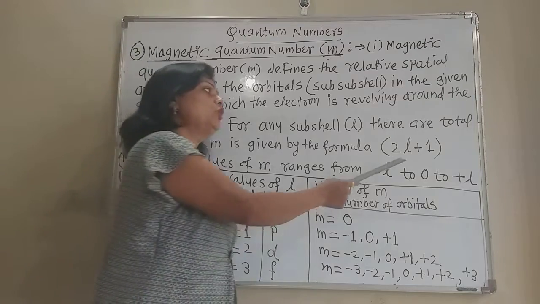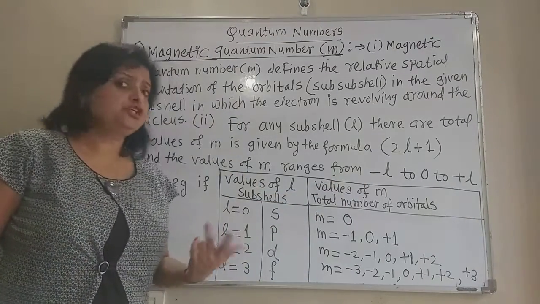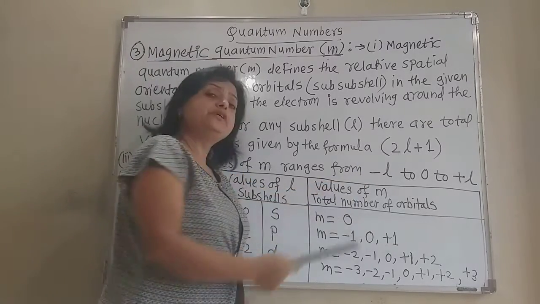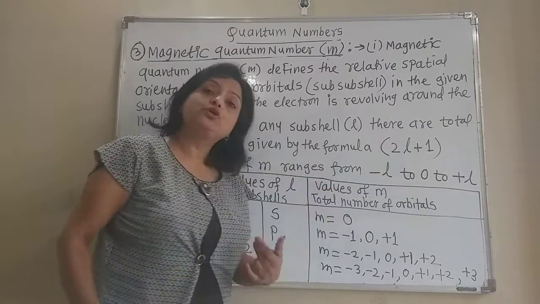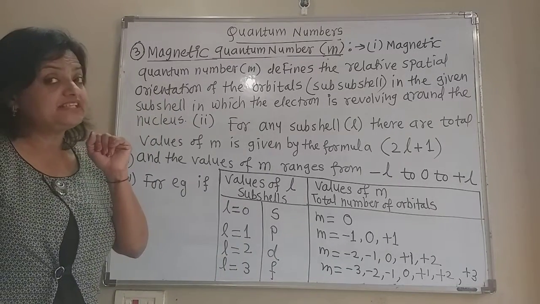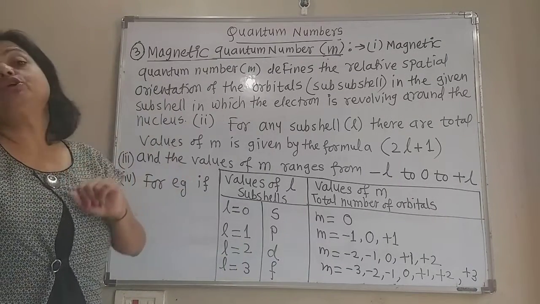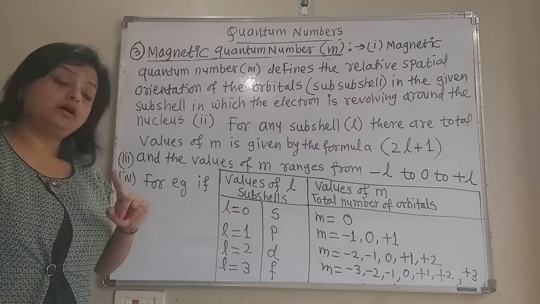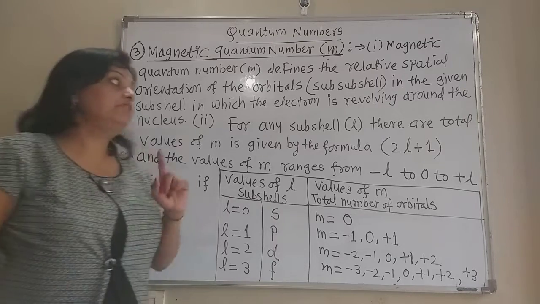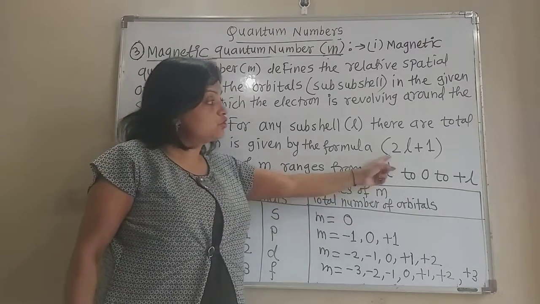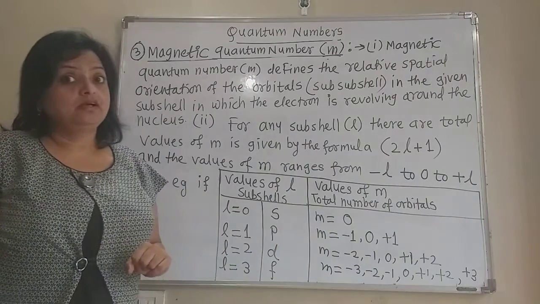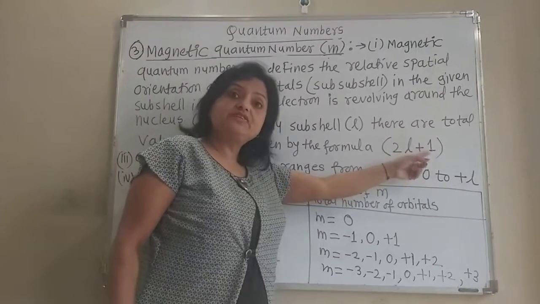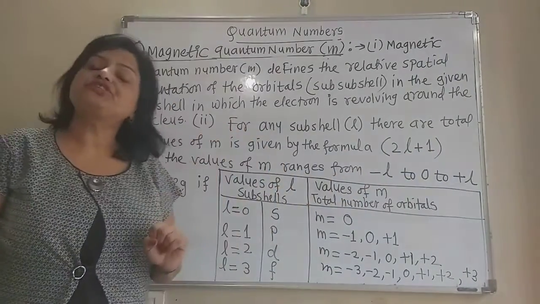But if the value of L is 0, because L can also be 0, then what is there? 2 into 0 means 0, plus 1, that is equal to 1. So when L is equal to 0, there is only one orbital. Because 2 multiplied by 0 plus 1 is equal to 1.